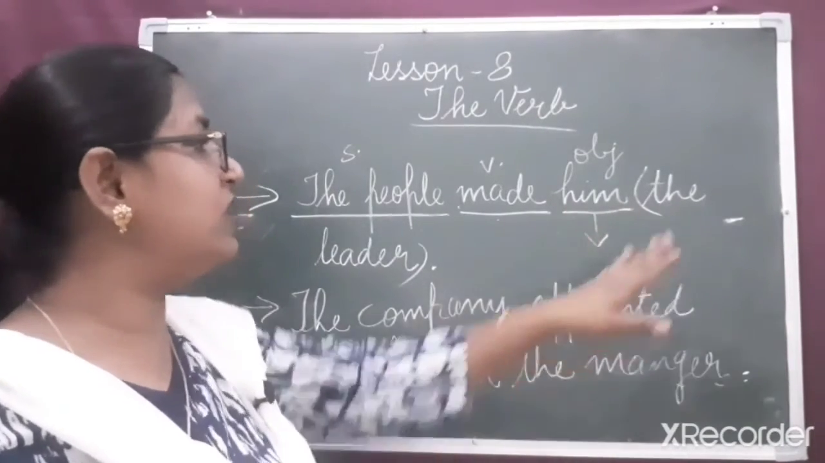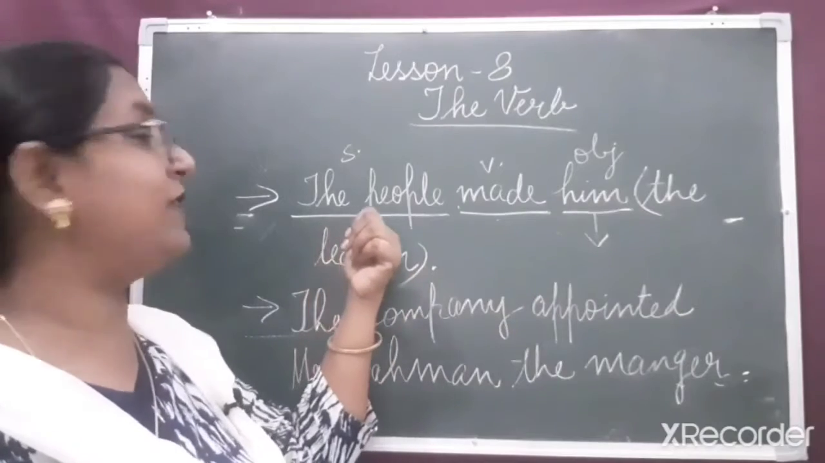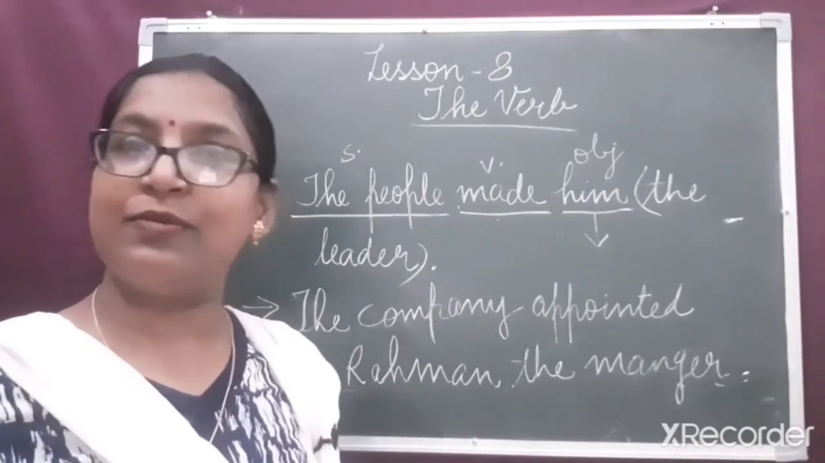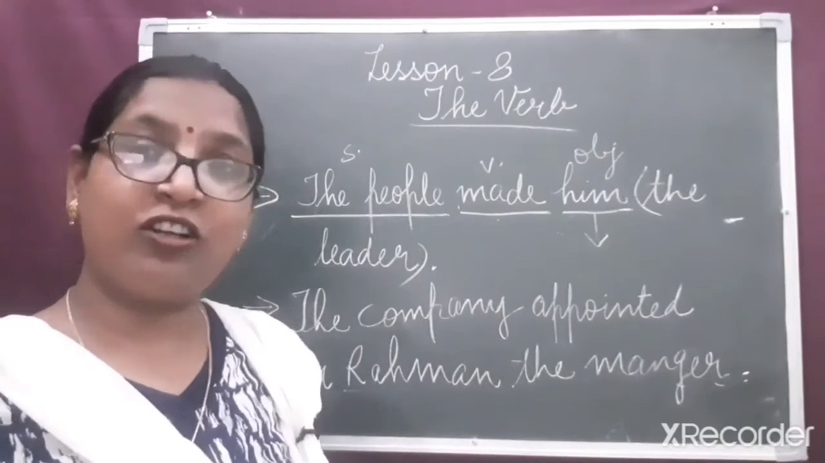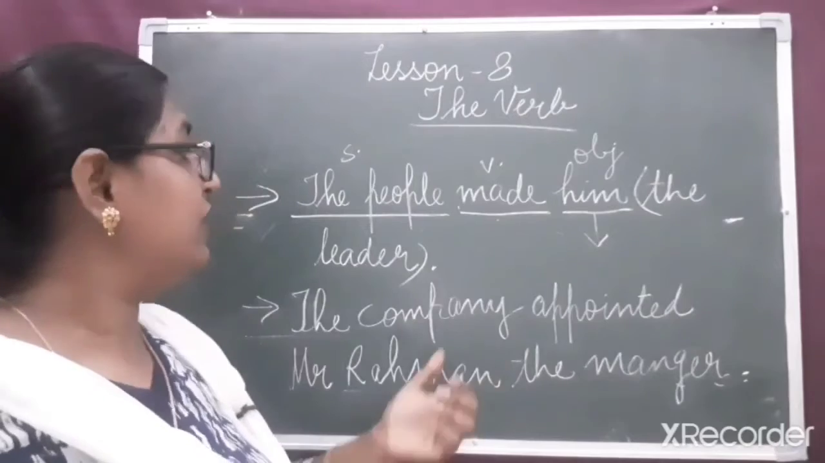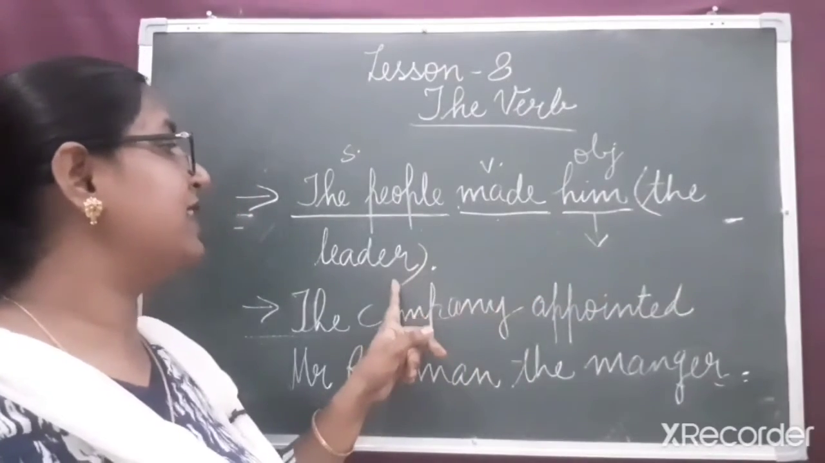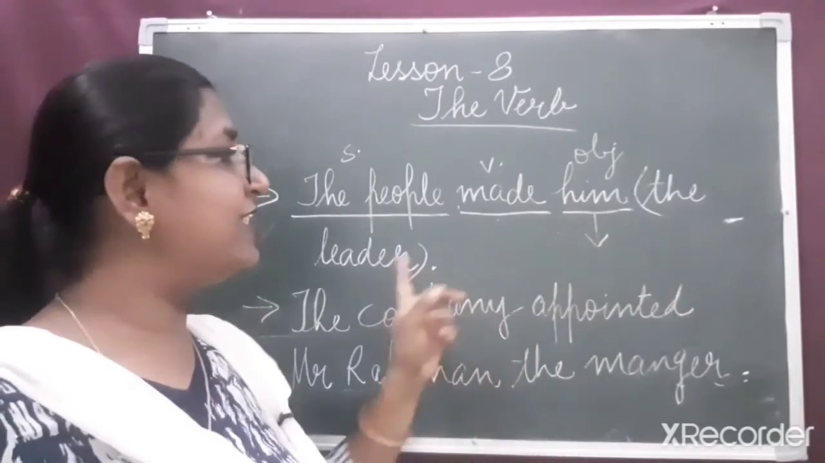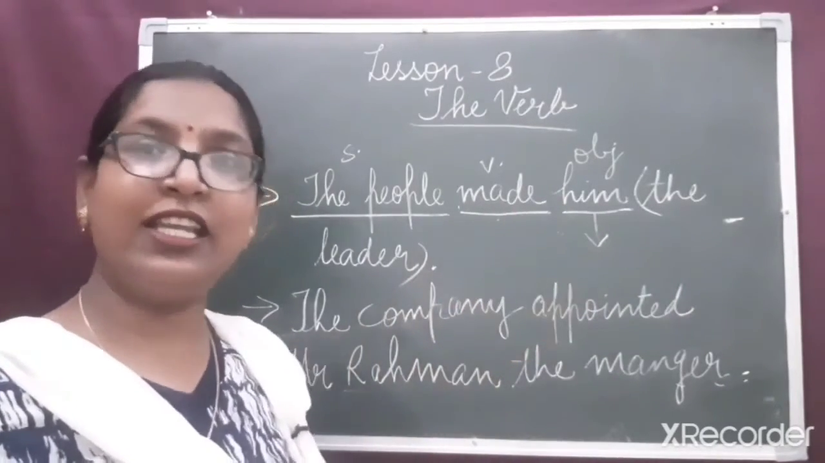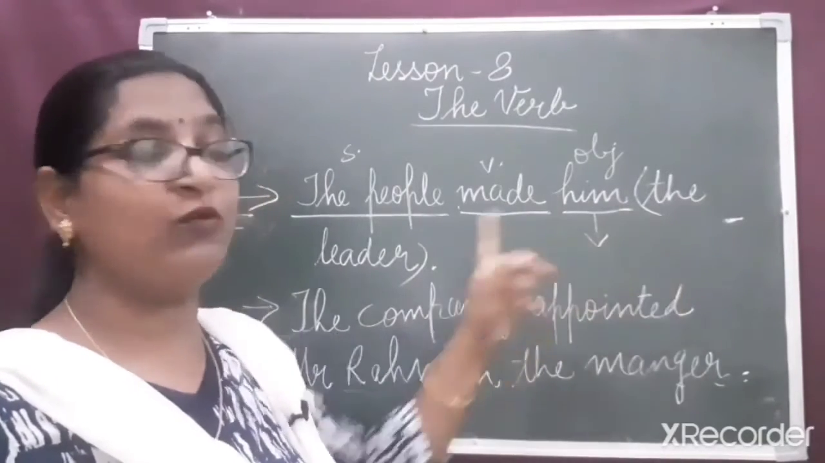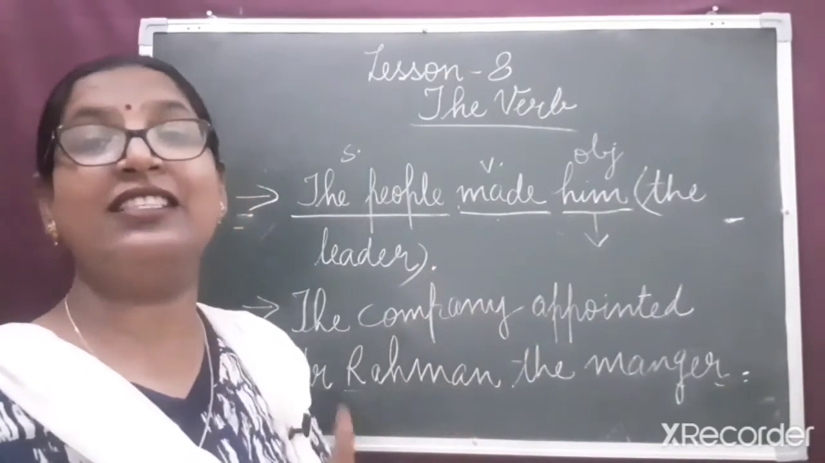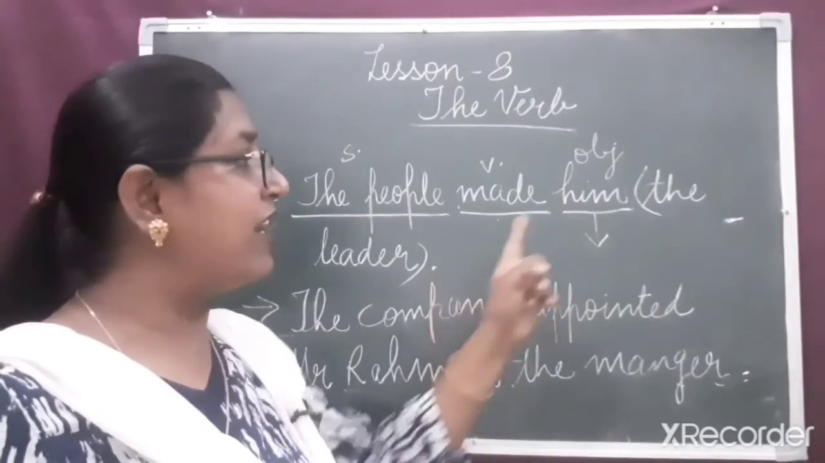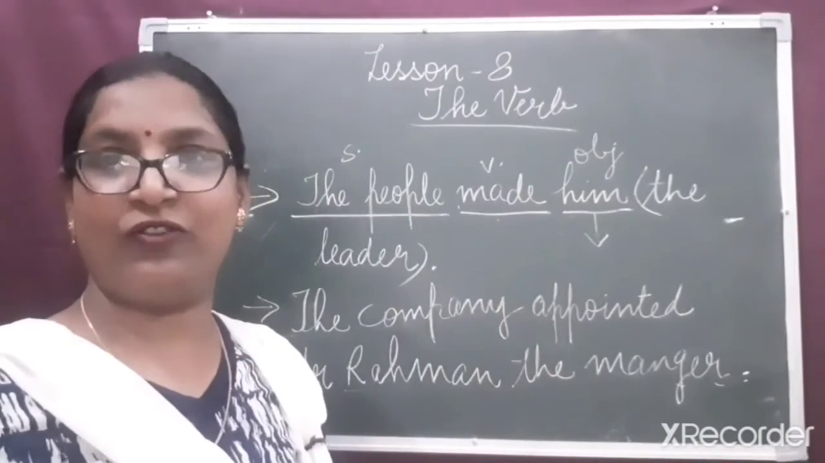If we do not use these two words in the sentence, if we simply say the people made him, somewhere the answer seems incomplete. Made him what? There is confusion. So these words are referring to the object itself, and without these words the sentence will be incomplete. So these words are not the object, these are the complements. Why are these the complements? Because they are referring to the object itself.